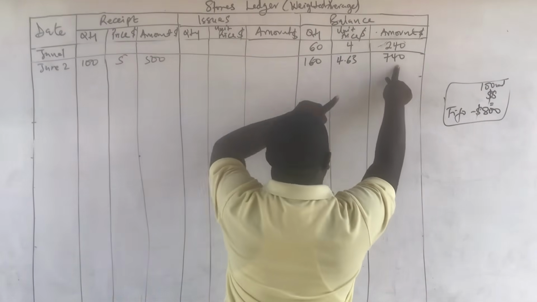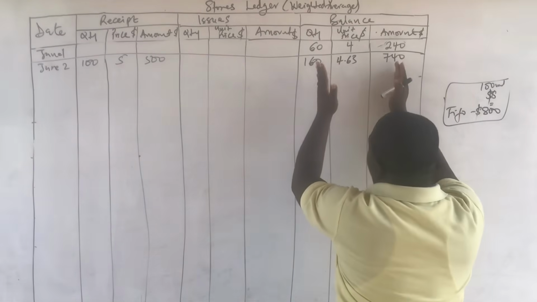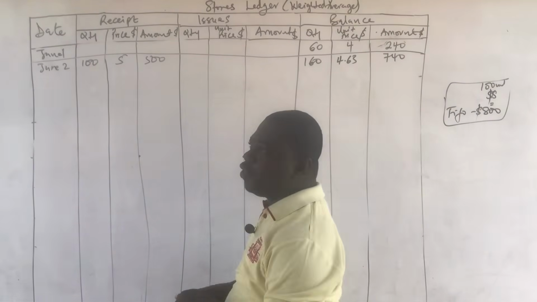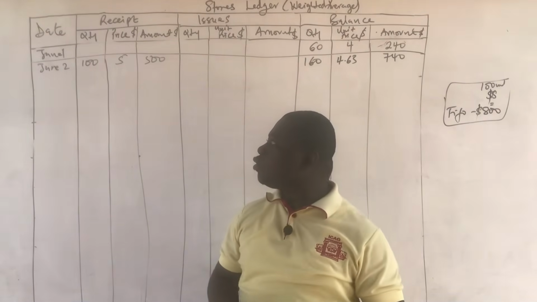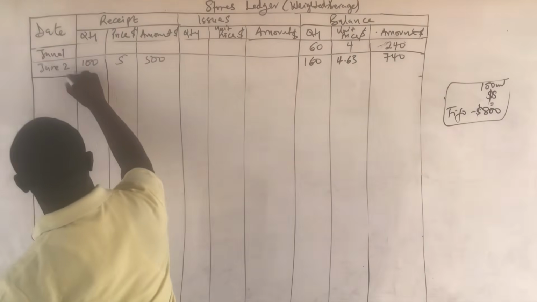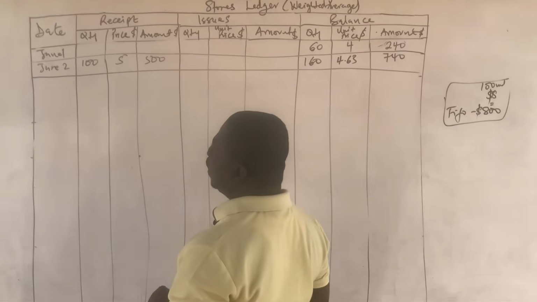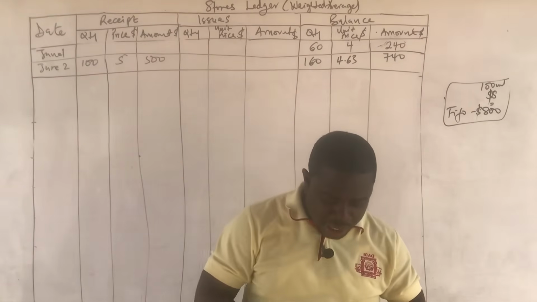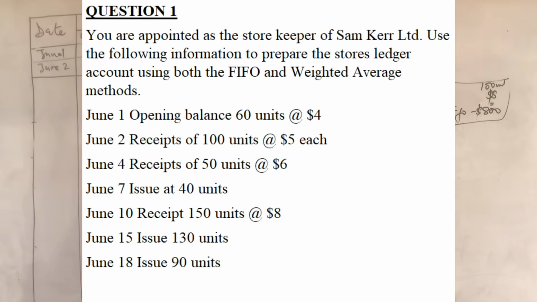500 plus 240 is 740. And then you can divide 740 by 160 to give you the weighted average price. So that is how to go about that. So we move on. We are done with the June 2nd. Then we move on to the next date, which is June 4th.